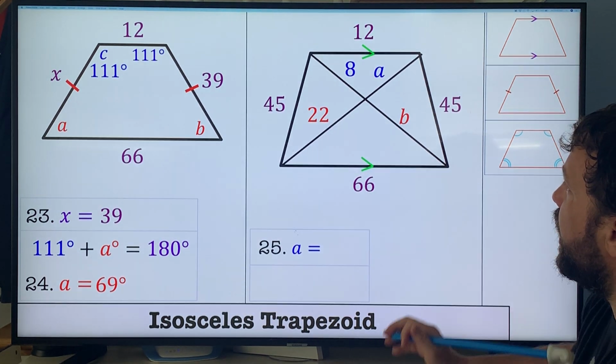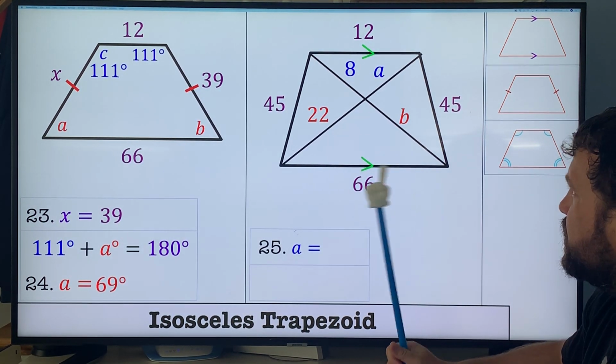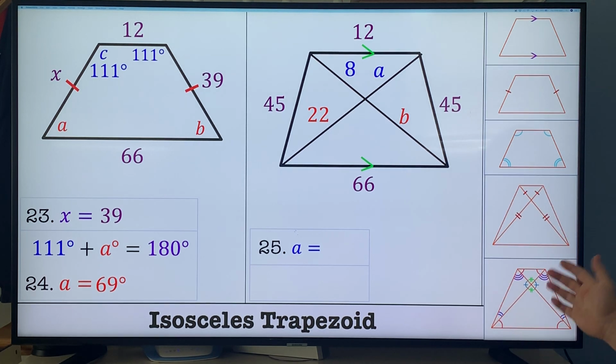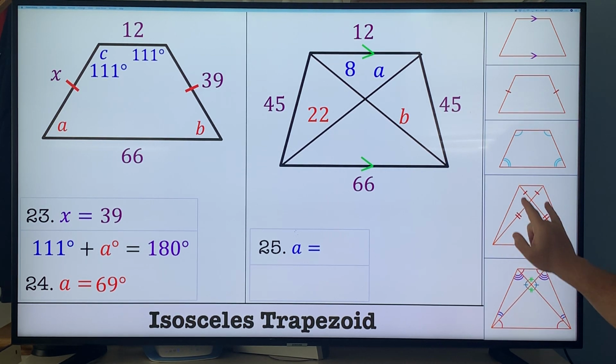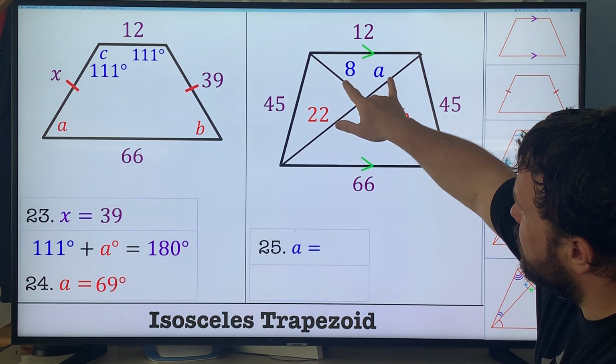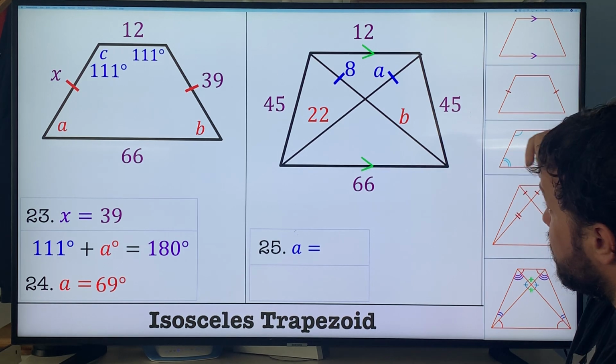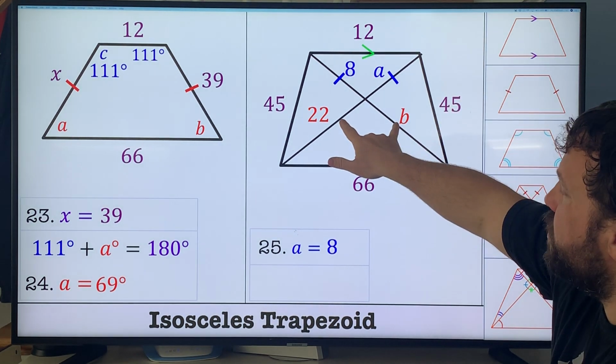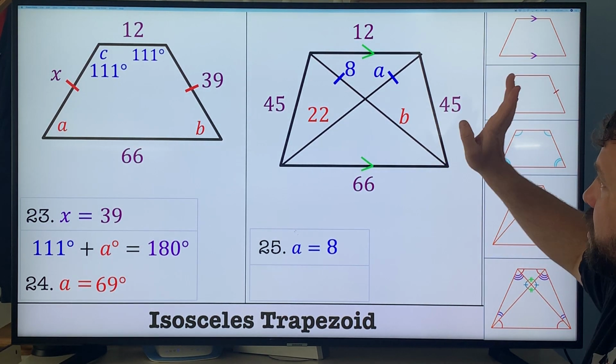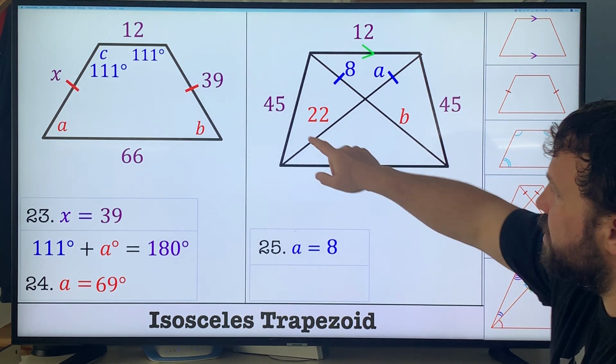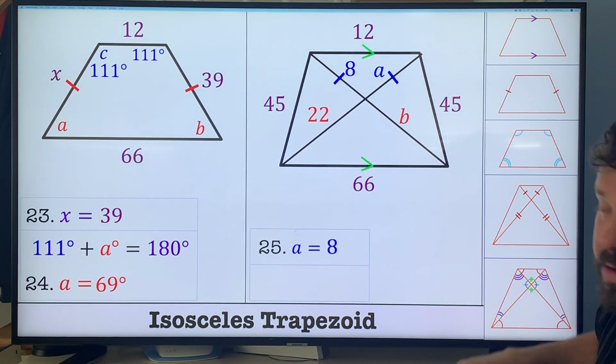Now, if we throw some diagonals in here, what we also know about diagonals is when you put the diagonals inside a trapezoid, they form two isosceles triangles that are similar, and then they form two congruent triangles on the side. So what that means is these two sides are equal and these two sides are equal. A equals 8, B would be 22. You know it's isosceles because the top and bottom are parallel, and the two sides are congruent.